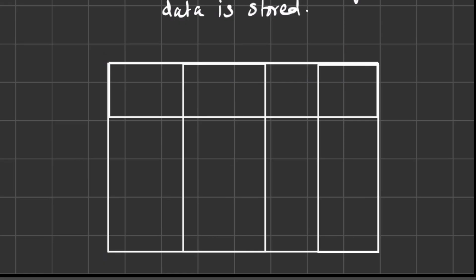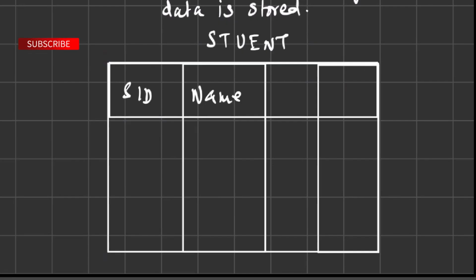So basically, if this is the table student, and this is the student ID, this is the name, this is the telephone number.